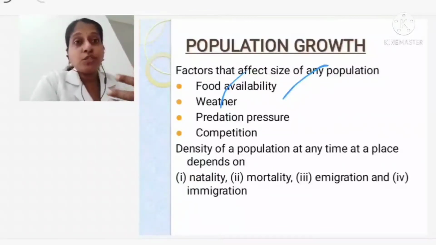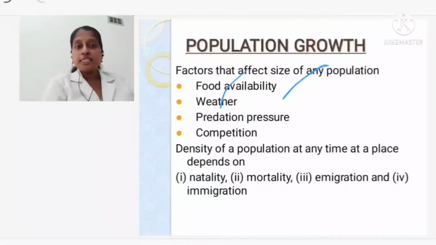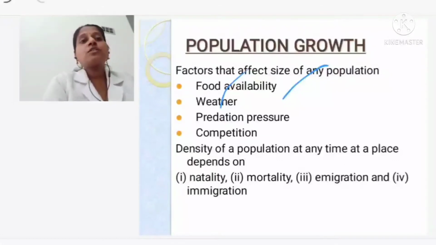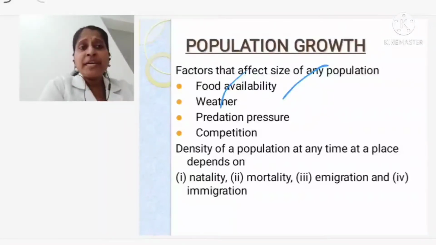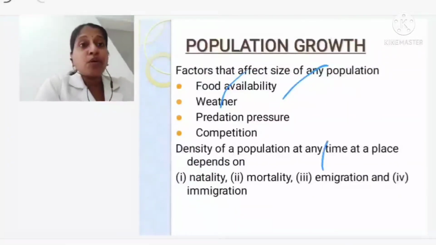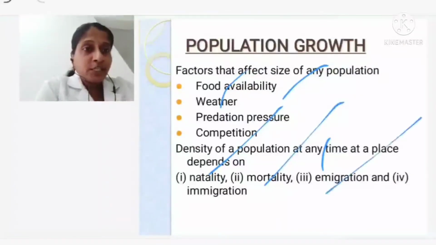Competition between the individuals also results in population growth. There is a lot of competition. The one who is fit will survive, others will die. Okay, so based on these factors, population growth is determined: food availability, weather, predation pressure and competition. Okay, density of a population at a given time will depend upon what all factors? It depends upon natality, mortality, immigration and emigration.